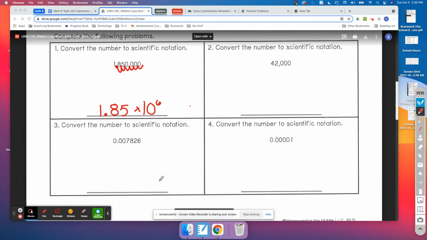Next, we're going to convert the decimal into scientific notation. So here's my decimal point. I'm going to move it 1, 2, 3. I know to stop there because the number in front is between 1 and 10. So my decimal is 7.826, and then times 10. Because we moved it to the right, our exponent is negative, or because we started with a decimal, so negative 3.